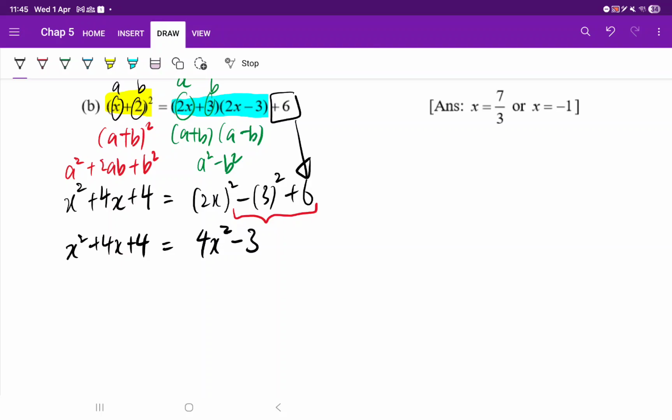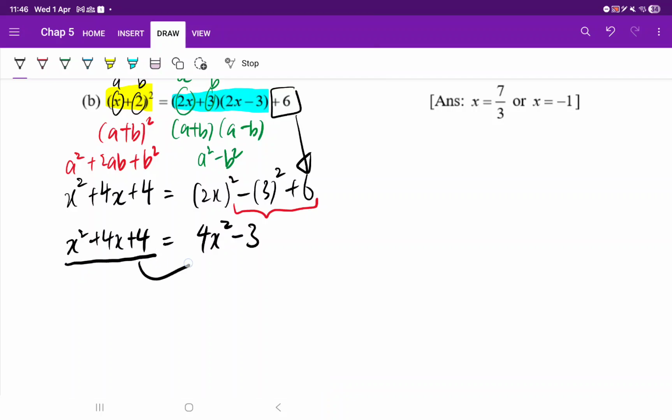Which side should I make 0? Doesn't really matter, right? Because any side can be 0. So, if I were you, I will take this side and I want to bring it to the right hand side. It's very simple for me. For me, I look at the x squared term. Whichever is bigger stays, because after I move the smaller one, it will still be positive. Do you understand the thought process?